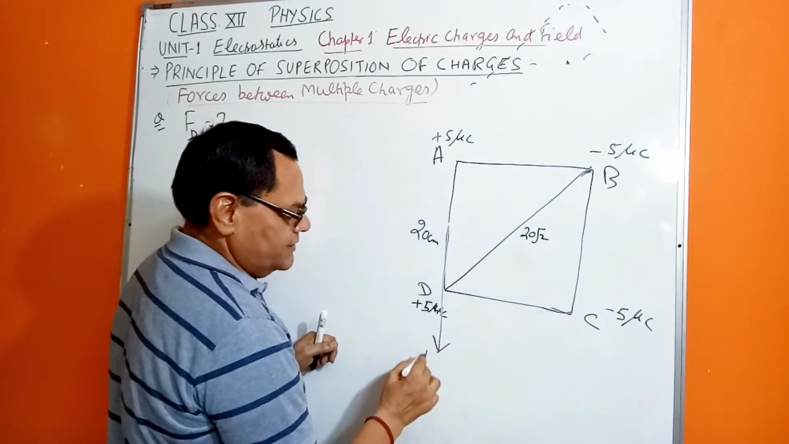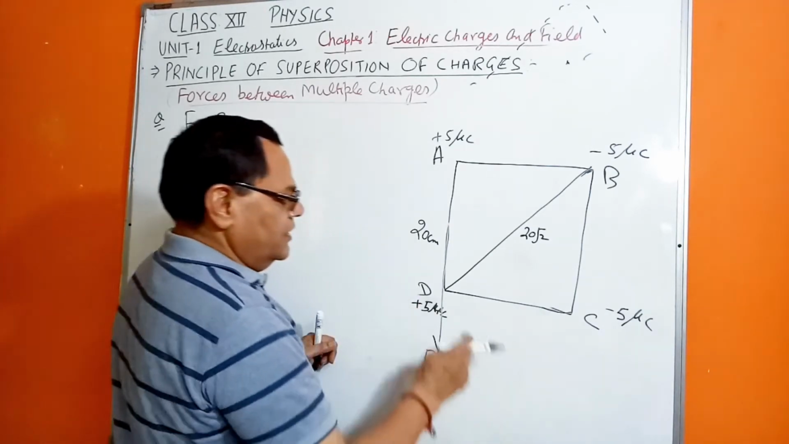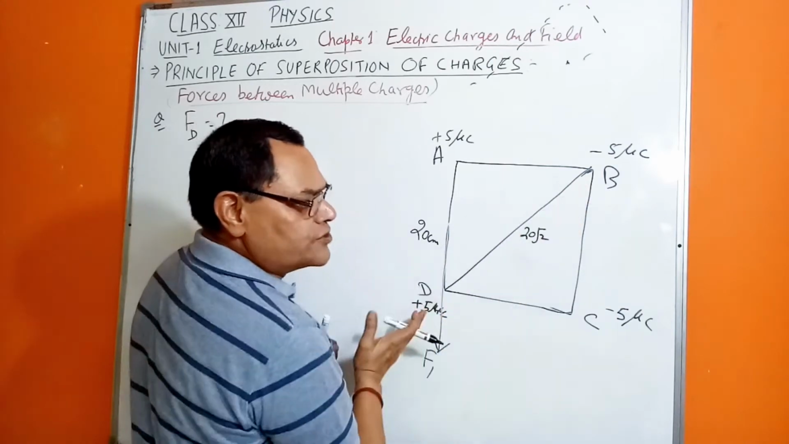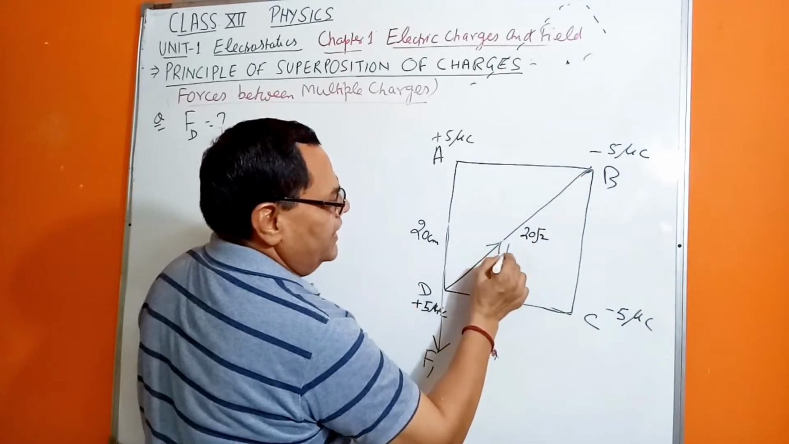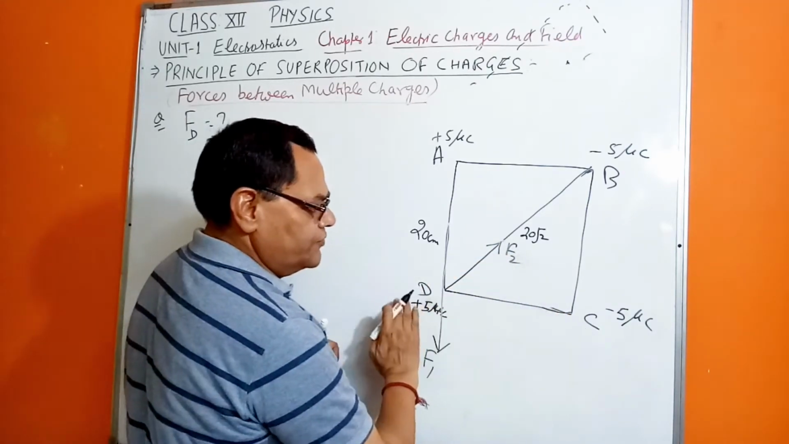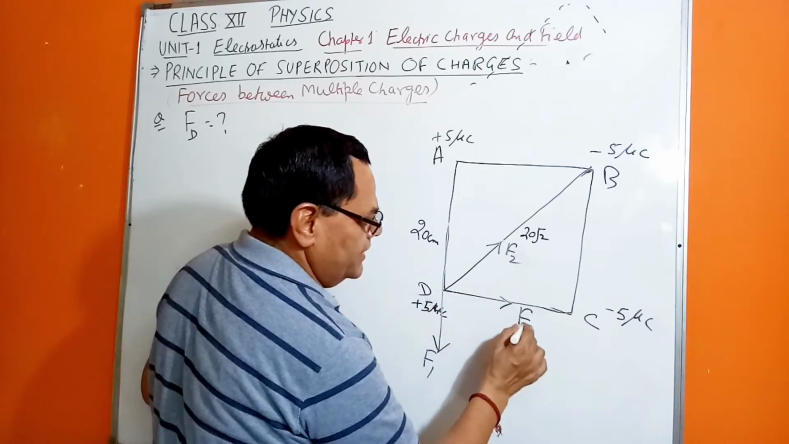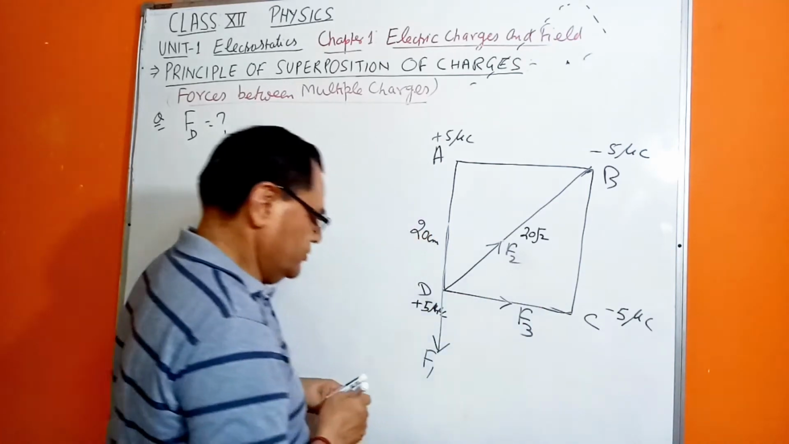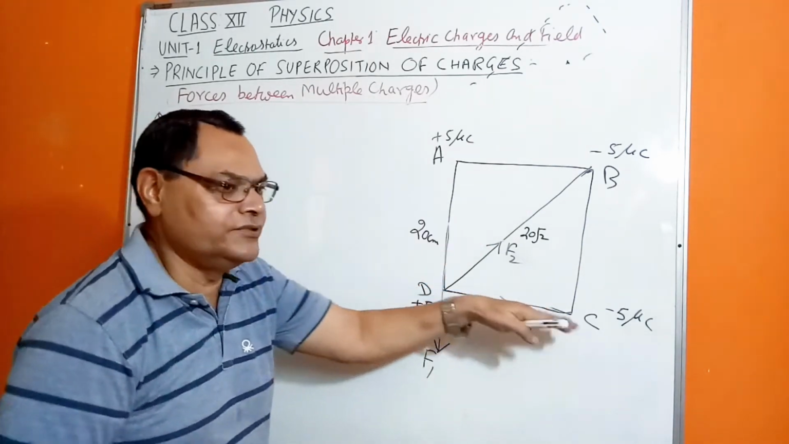So let me put it as suppose F1. Please try to understand, very important. Positive, negative, force of attraction. So this should be attracted. Okay, so let me put it as F2. And again negative, positive, force of attraction. So again this point will be attracted. Okay, so let me put it as F3. So this way we are getting F1 this side, F2, F3.